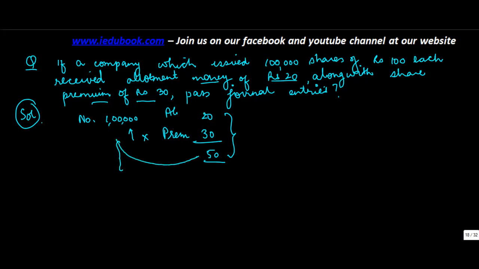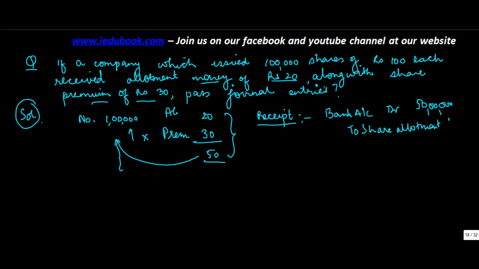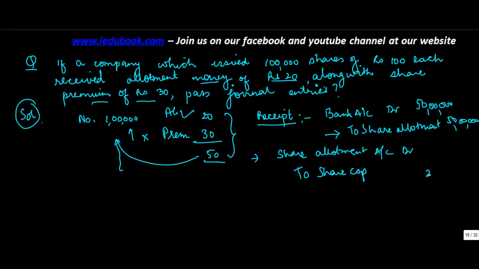First is, assuming you got the entire money at one go on receipt, you can make two types of entries. You can say bank account debit to share allotment 50 lakh, and then as you transfer the share allotment account to the share capital account, you can debit share allotment to share capital. So how much is the share capital out of this? 20. So 20 into 100,000, 20 lakh.